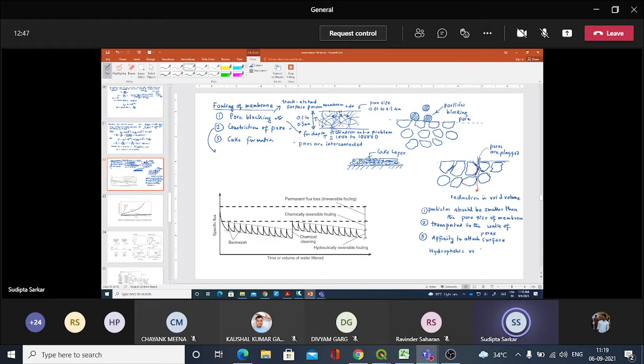So you have to consider whether the particles we are talking about are hydrophobic or hydrophilic, as well as the nature of the membranes that we are talking about.